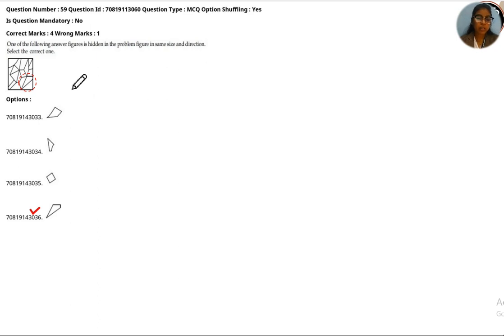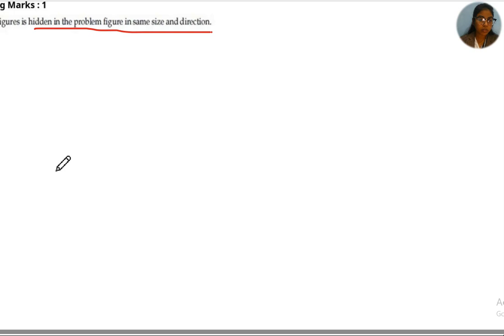Again, same type of question. You have to find out which of the following answer figures is hidden in the problem figure in the same size and direction. Select the correct one. Okay. So start looking very precisely. Suppose this is a question given to you. For this question, look into the right hand side, most probably, and this is oriented towards left. So for this option, look into the left direction. And for these kinds of options, try to switch it out in the middle. And now you're left with this, your fourth one. The fourth one is here over here.